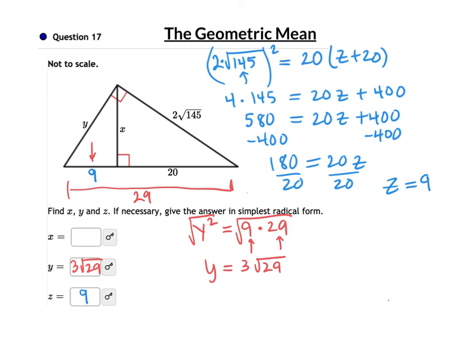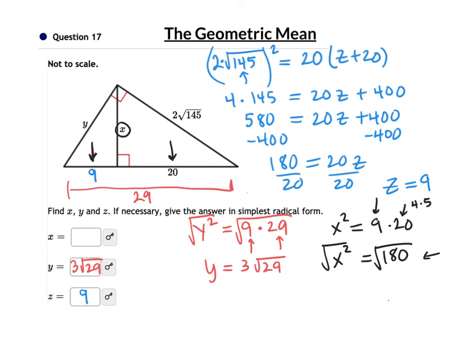Let's find x now. It's the height squared of the big triangle. X squared equals these two pieces multiplied. 9 times 20. 9 times 20 is 180. X squared equals 180. And I'm going to square root it. And I need the largest perfect square in 180. Up here we can see 9 is a perfect square in 180. But 20 also has a perfect square in it of 4. 20 is 4 times 5.